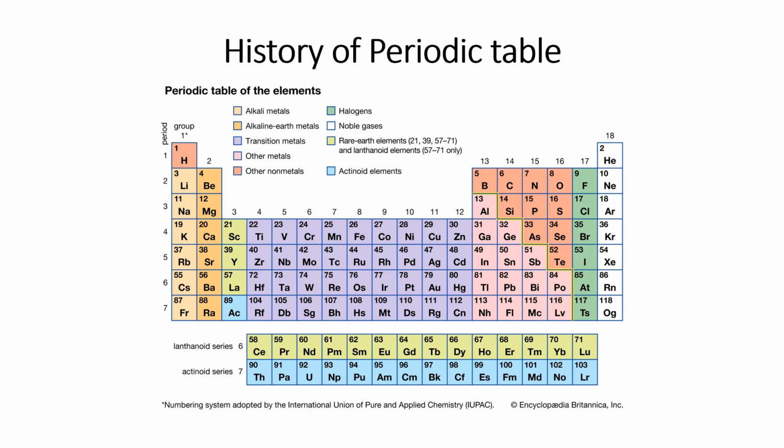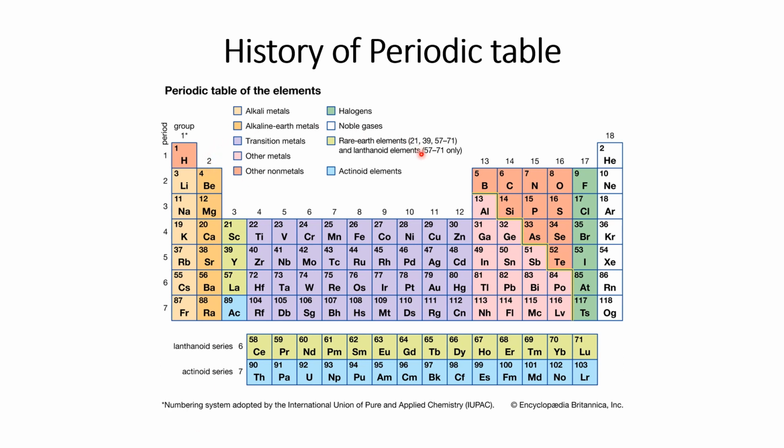Hello my dear students, today I will discuss with you the history of the periodic table. The modern periodic table arranges the elements by their atomic numbers and periodic properties. Several scientists worked over almost a century to assemble the elements into this format.